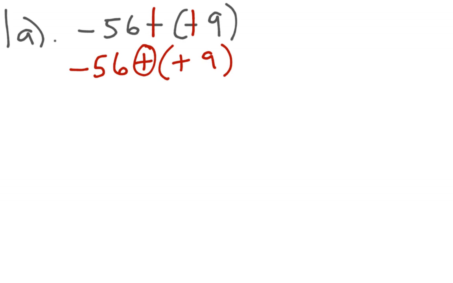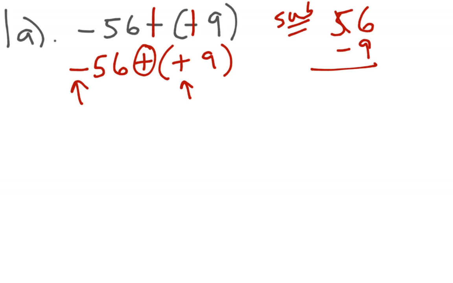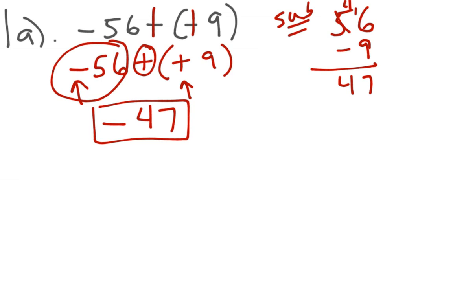We can go back to our integer rules of addition. I have 2 different signs. I've got a minus and a plus, and remembering that we have to use subtraction, I subtract. Using subtraction, I get 47. Then going back to my original, I look at my larger number. It's a negative, so my answer is a negative 47.